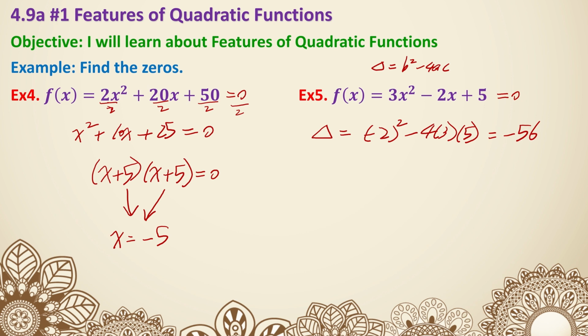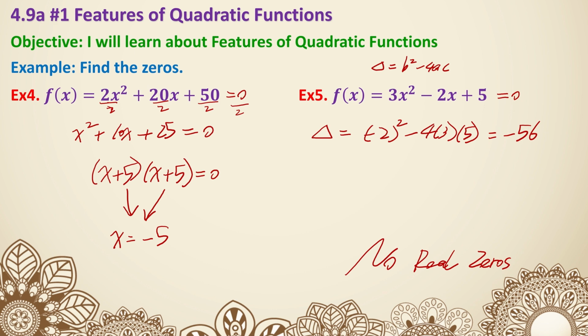As soon as you see the discriminant is negative 56, that means if you use the quadratic formula, you're going to have a negative 56 under the square root. That's a negative number. So you for sure will end up with complex solutions. So you already know the conclusion is no real zeros.